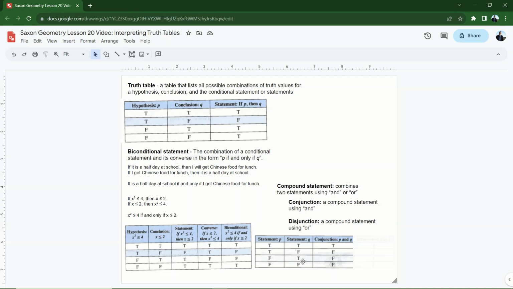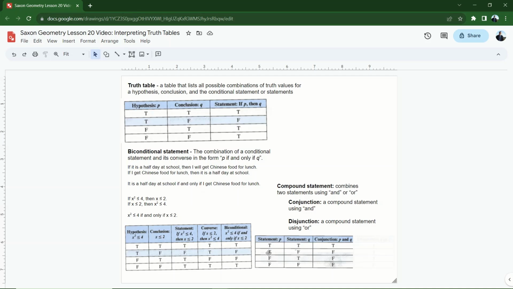All right, now, a conjunction statement is not an if-then statement. It's just two statements that are either true or false. It is a half day of school. I will get Chinese food for lunch. Okay, it's just like the statements that are embedded in conditional statements. And if I say it is a half day of school and I get Chinese food for lunch, that's only true if both of those things actually happen.